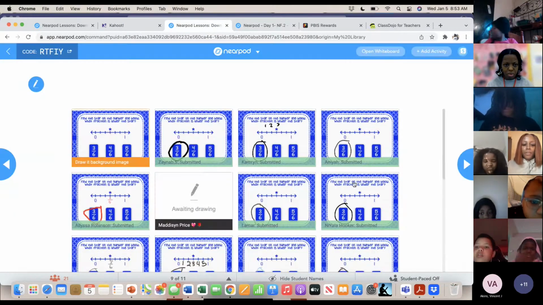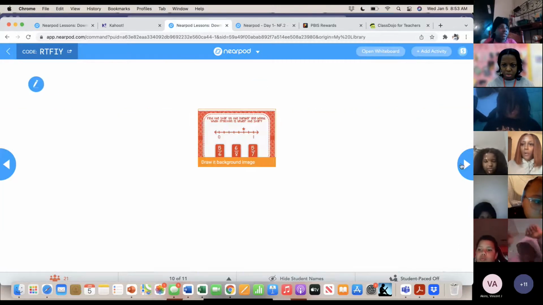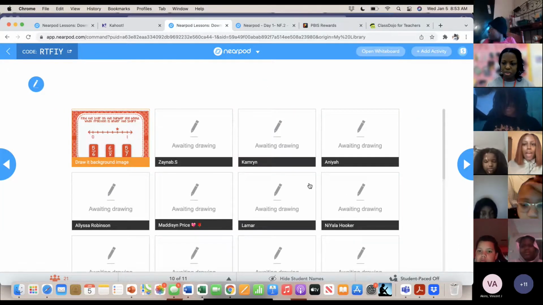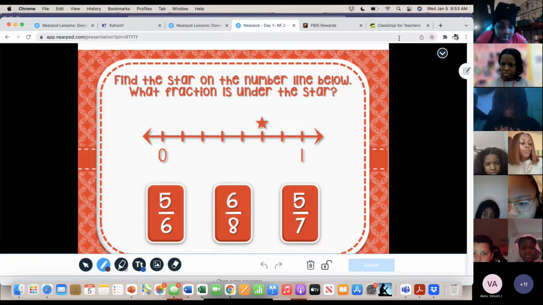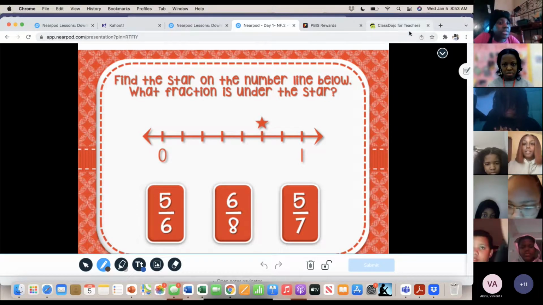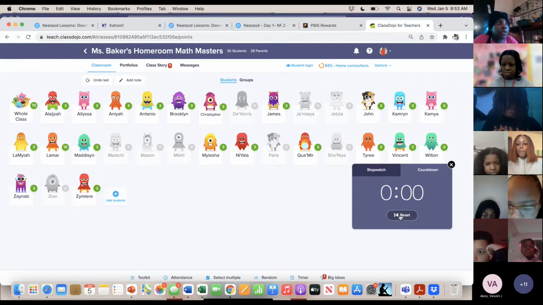Good review, y'all. All right, we're gonna do one more. This will be our last one for today because it's gonna be time for you guys to head over to Mr. White soon. So find the star on the number line below. What fraction is under the star? Count your parts. If you need to label your number line as well, but first count your parts after 0, okay? Set my timer. 1 minute is on the clock. Go ahead.